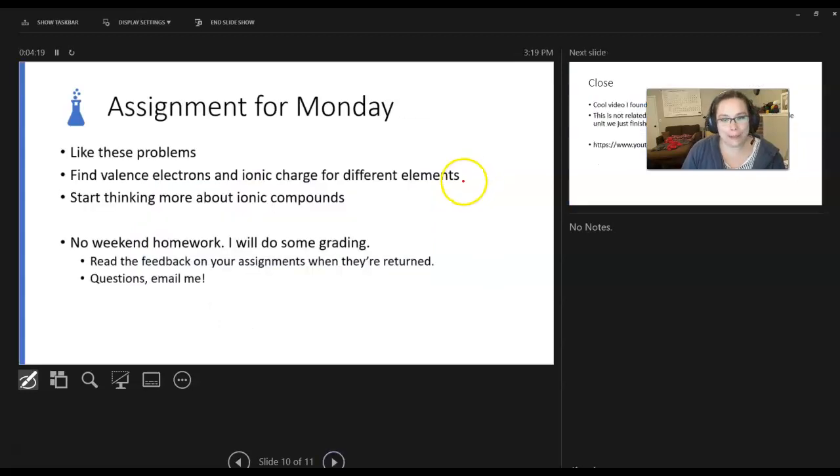The assignment on Monday is going to focus around determining ionic charges by finding valence electrons and then determining how many the element is going to gain or lose. There's no homework this weekend, but I am going to do some grading. So if you are waiting for an assignment to be graded, hopefully I'll get to it this weekend.